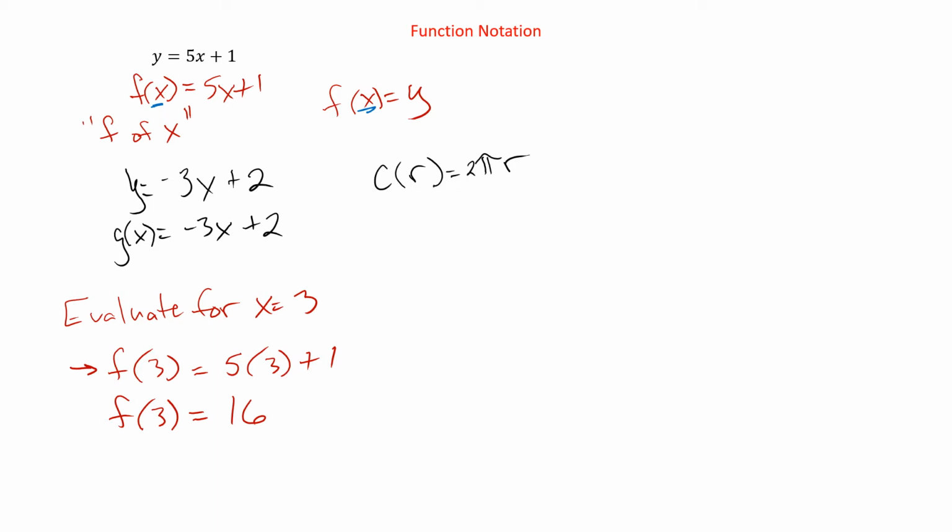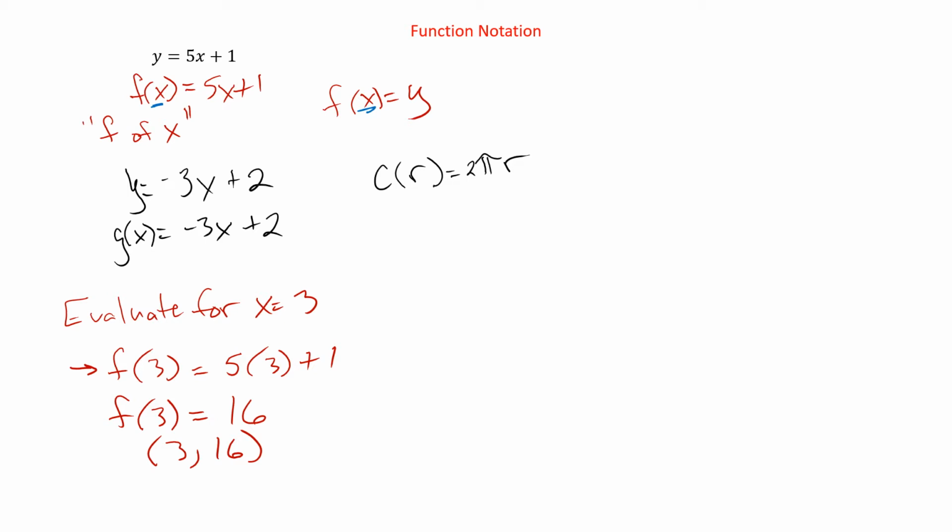This gives us our ordered pair. It's not just y equals 16, because, sure, y does equal 16, but y equals a lot of things. y equals 16 when x equals 3. That's what this says. It gives us the ordered pair (3, 16). And so evaluating for a certain number just means plug it in. And again, f of 3 equals 16.